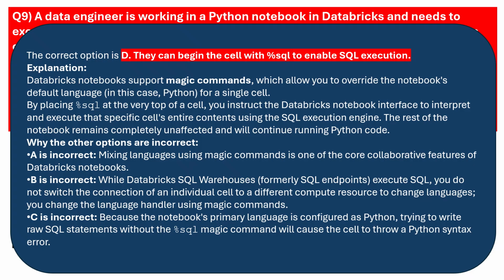Why the other options are incorrect? A is incorrect. Mixing languages using magic commands is one of the core collaborative features of Databricks notebooks. B is incorrect. While Databricks SQL warehouses, formerly SQL endpoints, execute SQL, you do not switch the connection of an individual cell to a different compute resource to change languages. You change the language handler using magic commands. C is incorrect. Because the notebook's primary language is configured as Python, trying to write raw SQL statements without the %SQL magic command will cause the cell to throw a Python syntax error.